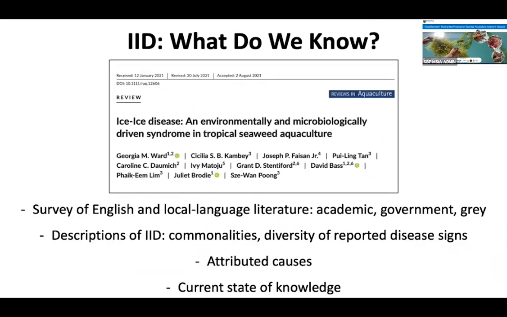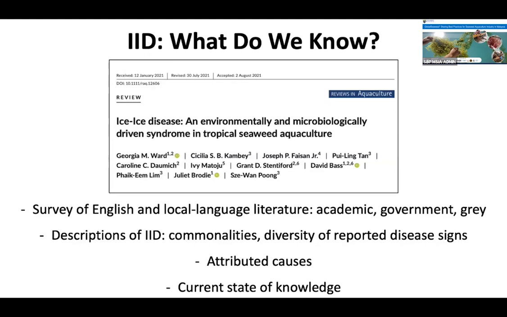So we included as broad a range of literature in this as possible, both English and regional language journals and reports, and we also included as wide a range of sources as we could as well. So we included peer-reviewed journal articles, government and international reports, for example those from the FAO, and grey literature including academic theses and research institution reports.